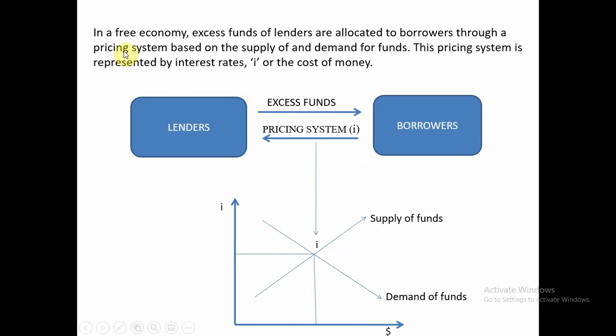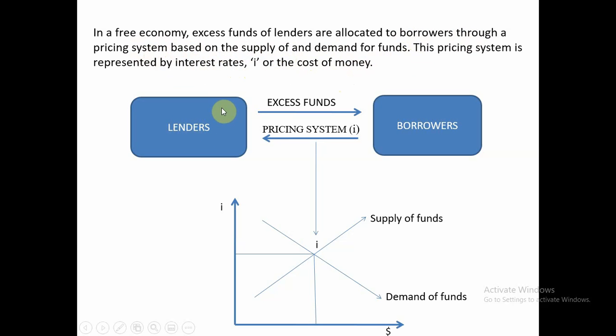We believe in a free economy where commodity prices change on the basis of demand and supply. So how do we determine the interest rate in a free economy? In a free economy, excess funds of lenders are allocated to borrowers through a pricing system based on the supply of and demand for funds. Demand and supply is known as the free economy system. This pricing system is represented by the interest rate, I, or the cost of money.